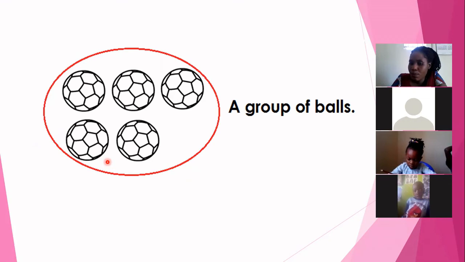We only write ball when we have one element. But if there are many, we are going to use the plural. When I talk of the plural, I mean more than one. So there we are going to use a group of balls. Very good. I can see you're following.